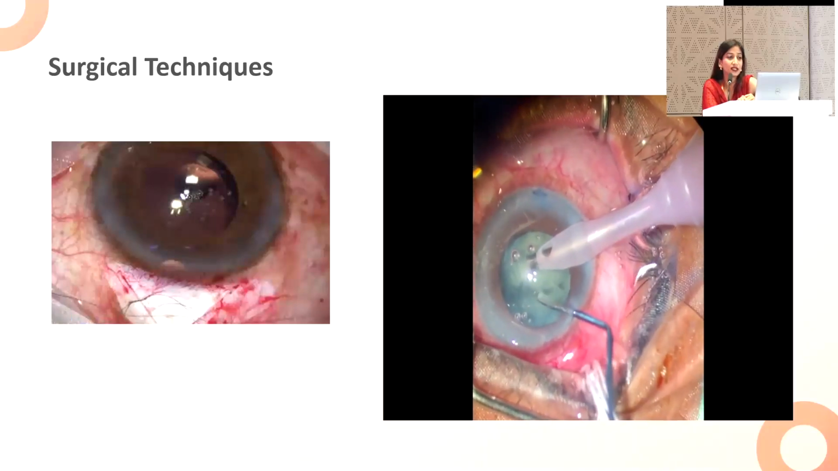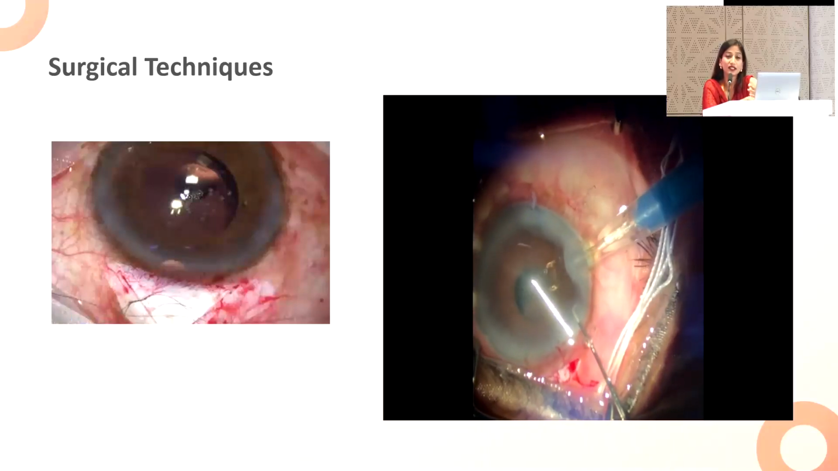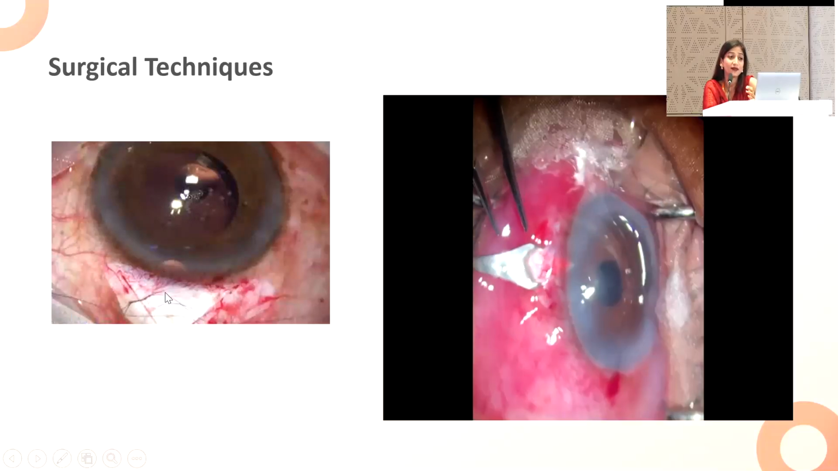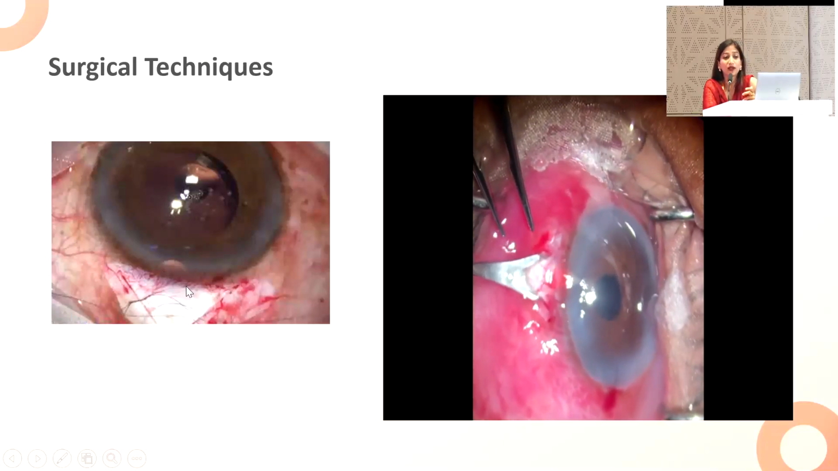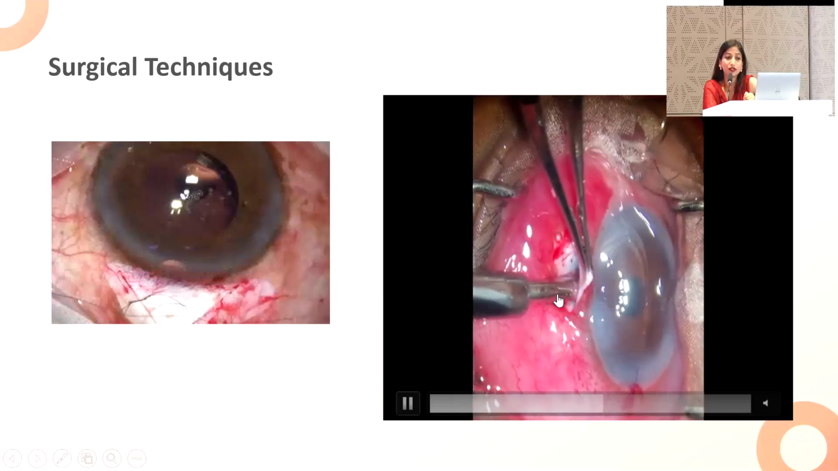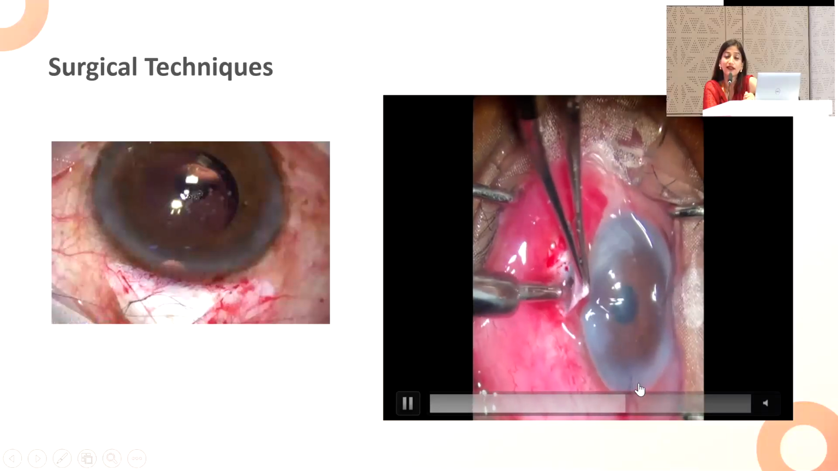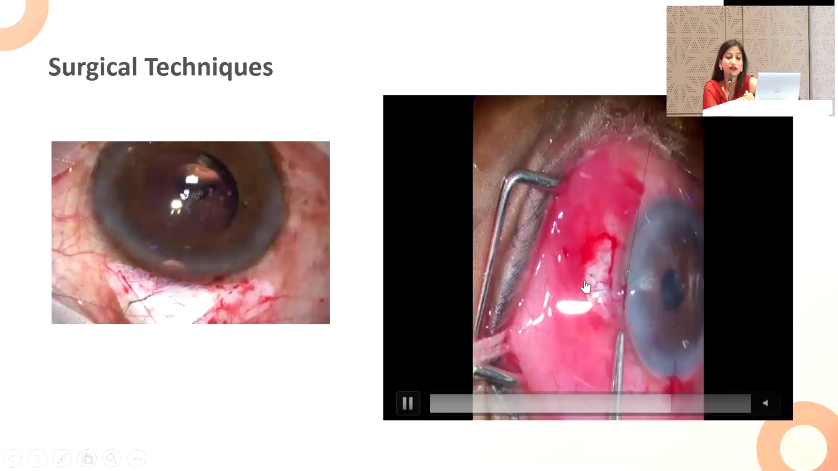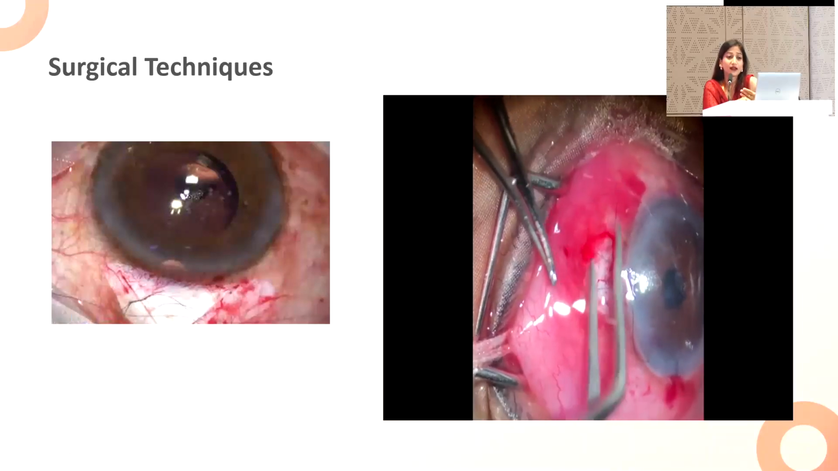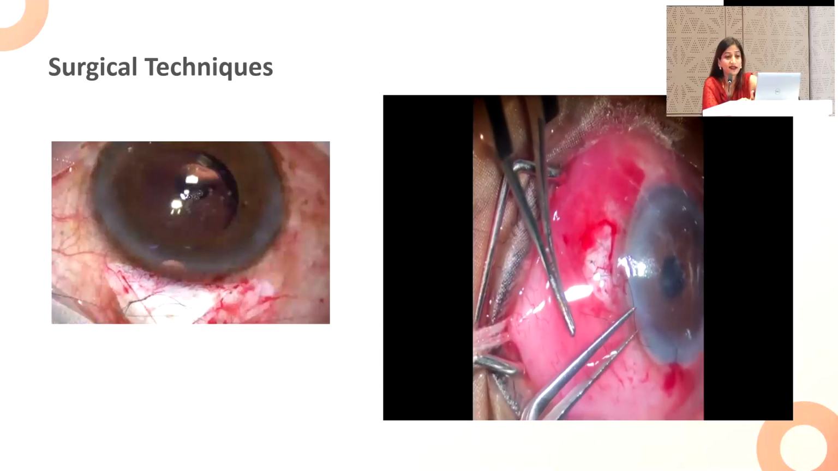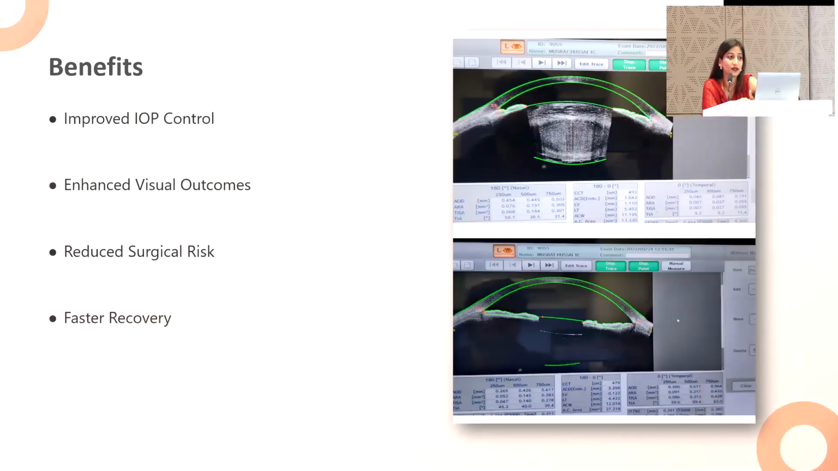Talking about the surgical techniques, we can go in for a single site approach wherein you do a phacoemulsification along with trabeculectomy at the same site. However, we generally prefer a two-site approach wherein you make a flap superiorly, do a phacoemulsification from the temporal incision, and then go back and complete your trabeculectomy in the superior site. This has been shown to have higher post-operative success compared to same-site trabeculectomies.